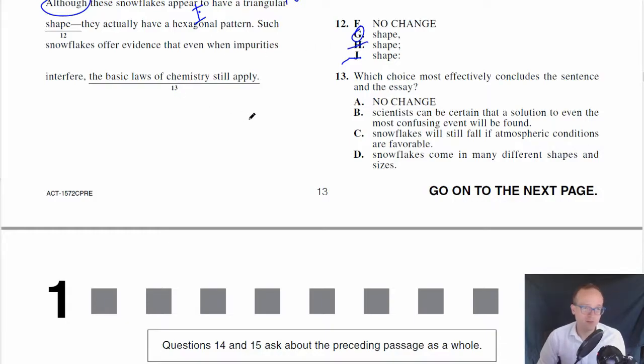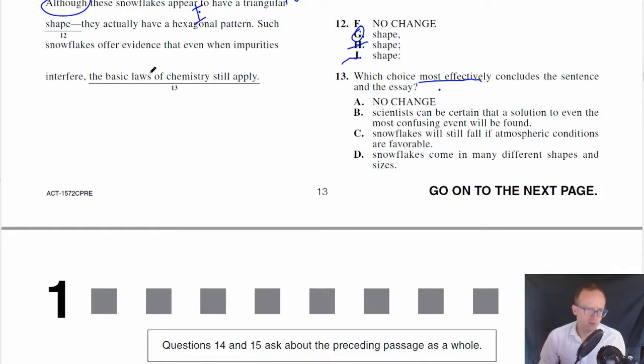Such snowflakes offer evidence that even when impurities interfere, the basic laws of chemistry still apply. Okay, we have a prompt, which most effectively concludes the sentence and the essay. Most effectively sounds like one of those subjective words, but actually it basically means it should refer to something in the sentence, and it should refer to something else that occurs in the essay.